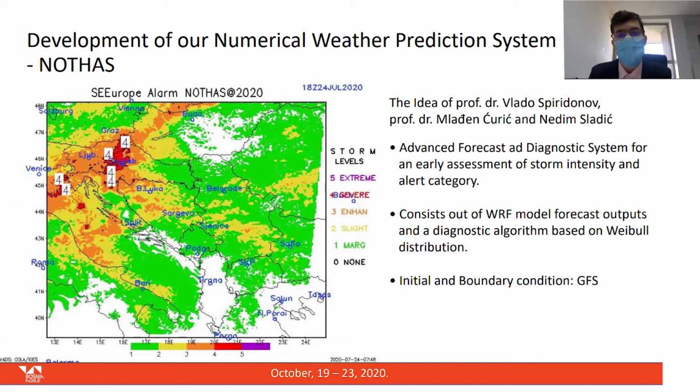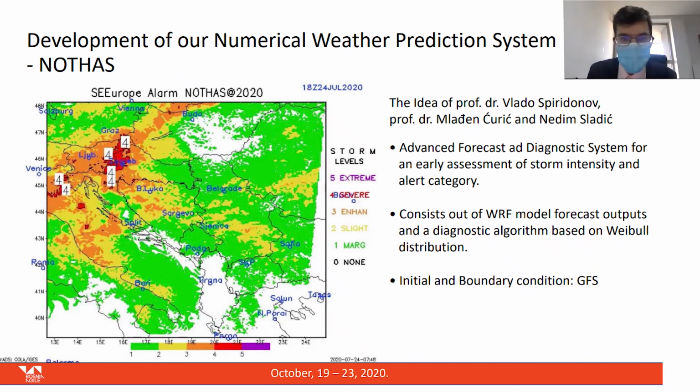Vlado Spiridonov is a professor at the Atmospheric Department at University of Vienna. He was a visiting professor, but from 2020 he is appointed to the position at the University of Skopje, and Professor Mladen Čukić is associate professor at University of Belgrade in the geophysics department. What we had an idea is that we want to produce an advanced forecast and diagnostic system for storm detection and intensity, and also to early assess the alert category based on levels.